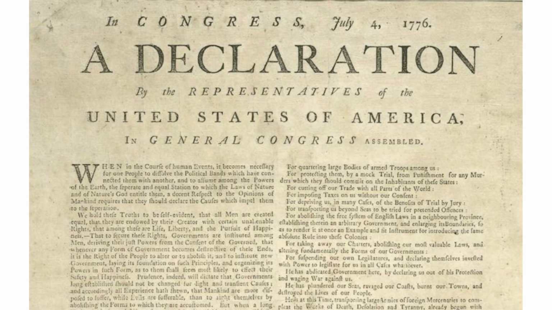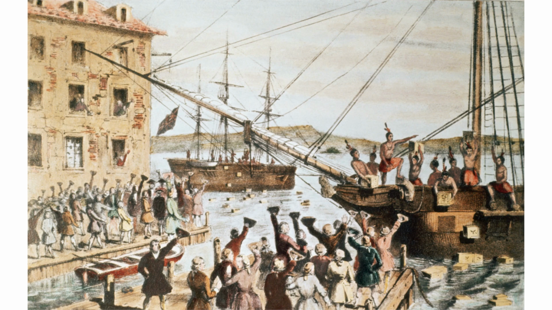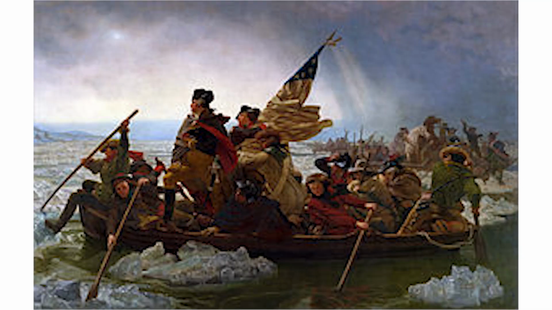In 1776, Thomas Jefferson penned the Declaration of Independence, standing up to Britain's unjust taxing policies. After the war had been won, the United States of America was founded with the principles of life, liberty, and the pursuit of happiness.